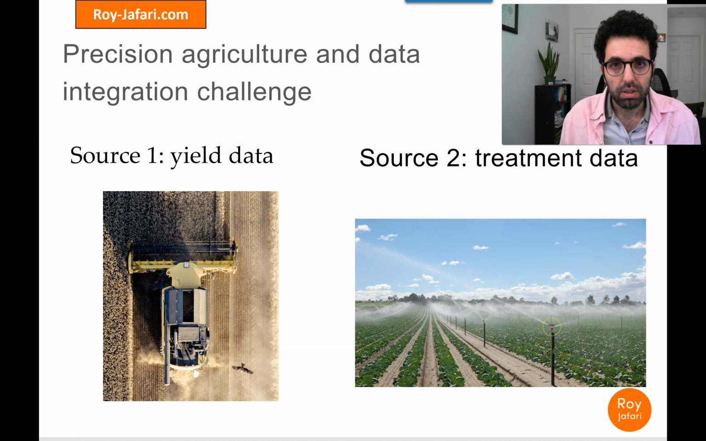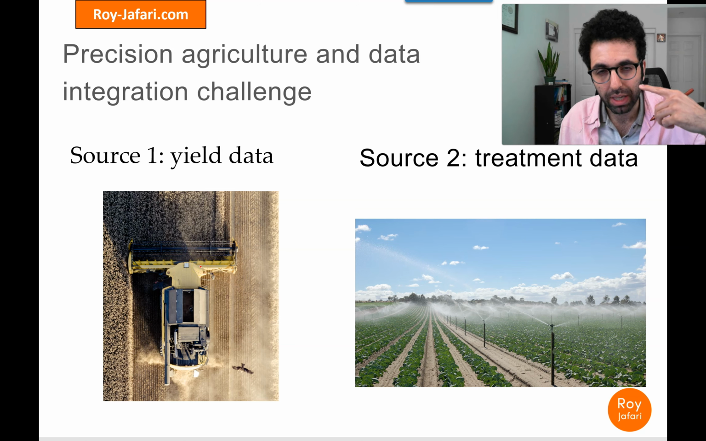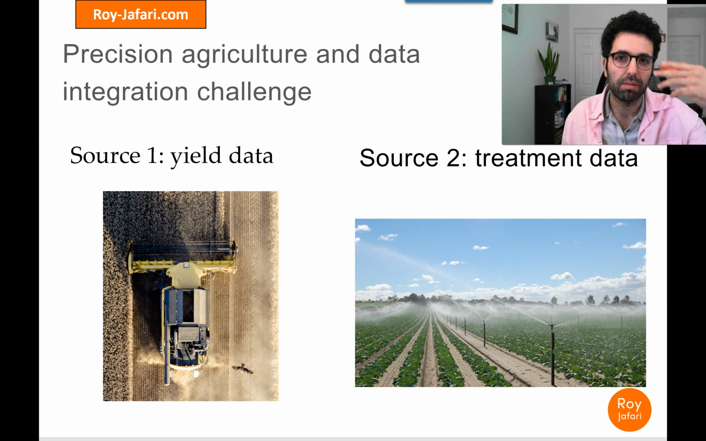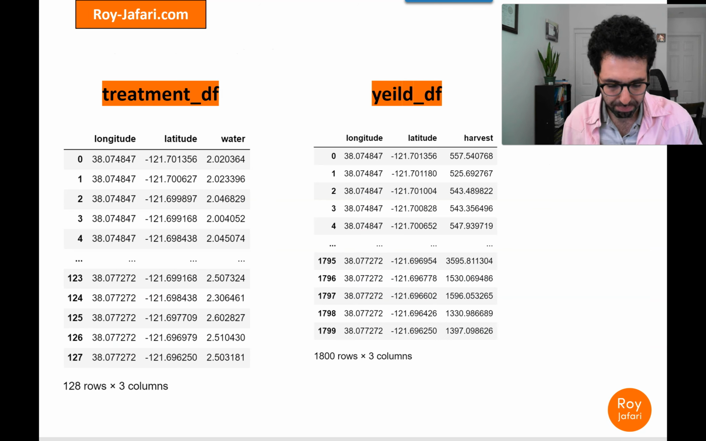There is a sensor that collects the amount of water that has been dispensed. And there is also a sensor on each of the blades in the combine machine that captures the amount of yield that has come through that blade at that point in time, in that location. So you've got these two data sets. On the treatment data, you have longitude and latitude, and on the yield data, longitude and latitude. You've got the amount of water dispensed, and the amount of harvest from the yield data.